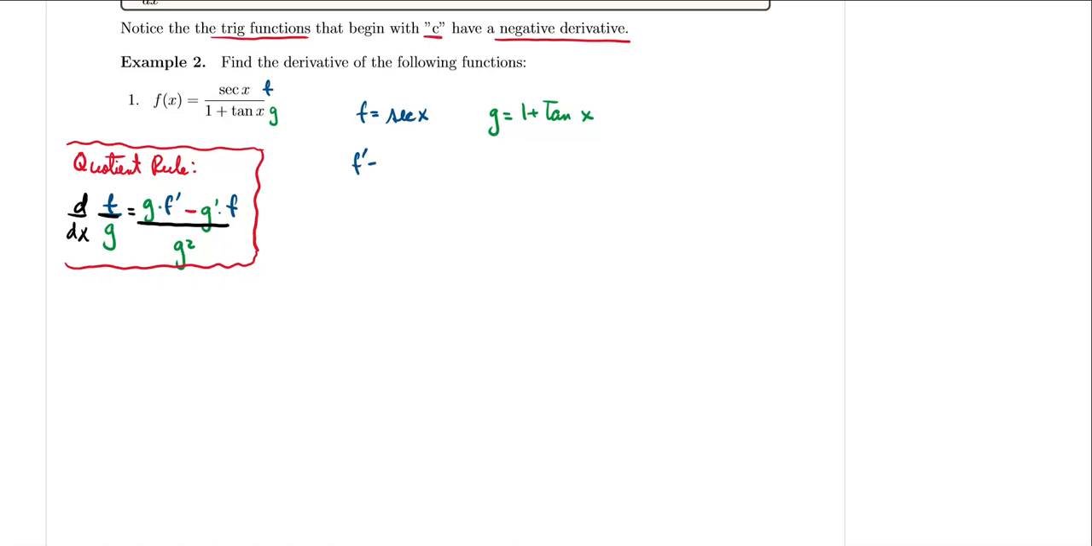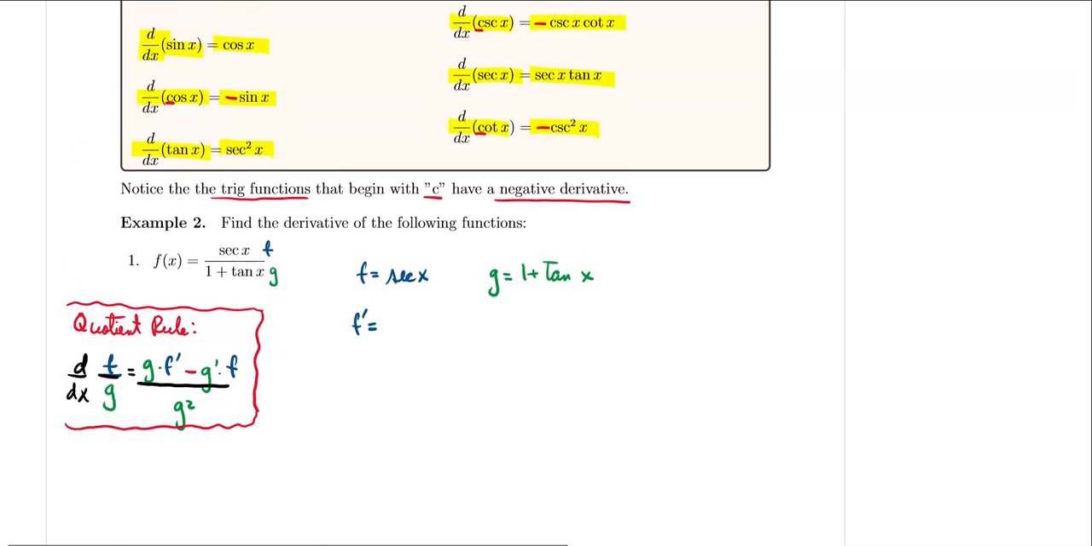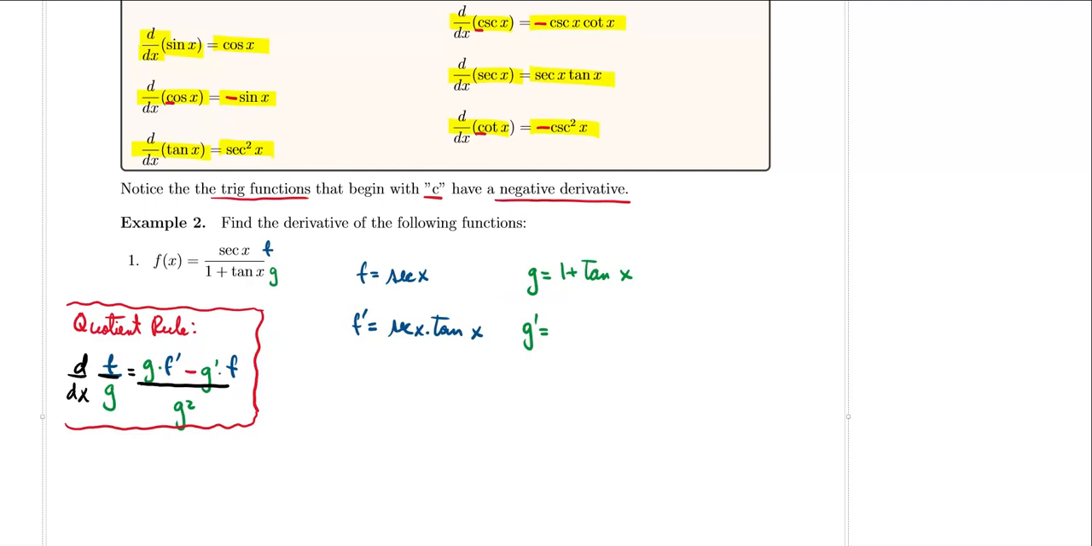All right, so let's go ahead and figure out the derivatives. What is going to be the derivative for the secant of x? Well, if you scroll up, what was the derivative of the secant? Oh, it's the secant times the tangent. So f prime is going to be the secant of x times the tangent of x. Perfect. Now what about the derivative for 1 plus the tangent of x? In other words, what will be g prime here? Well, the derivative for 1, a constant, is 0, plus the derivative of the tangent, which we just discussed, was the secant squared of x. Perfect.